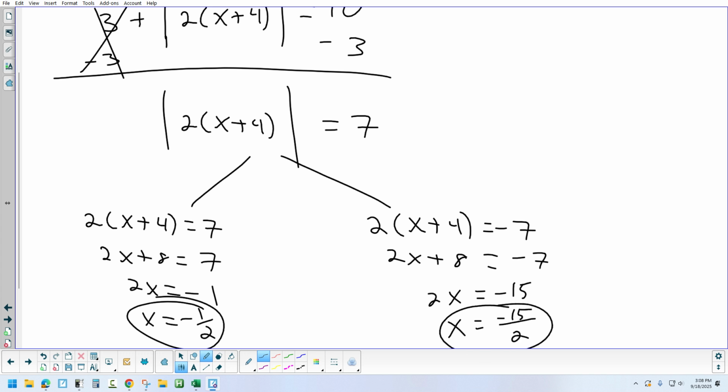Perfect. So that really covers solving an absolute value equation, and it covers solving a linear equation because it's split into 2 problems that were linear. So that kind of covers both. Any questions on that?